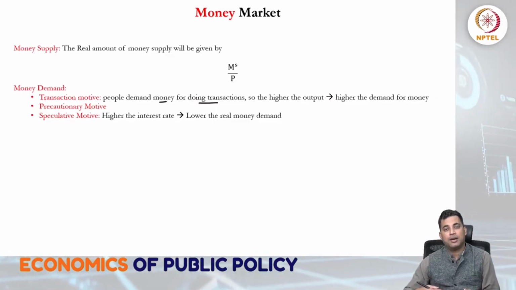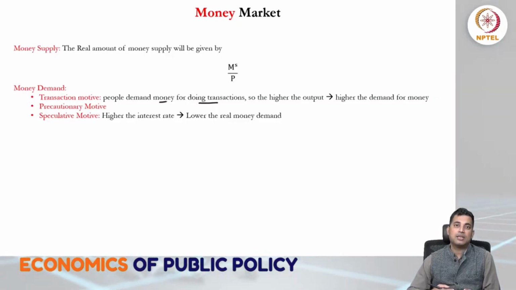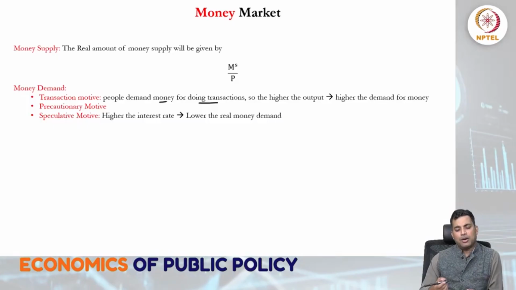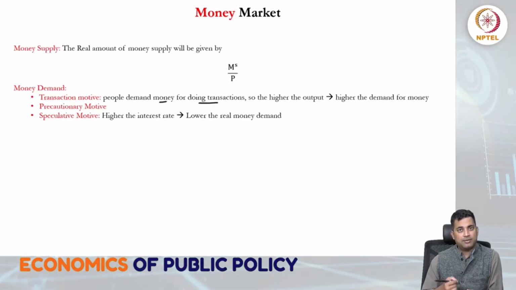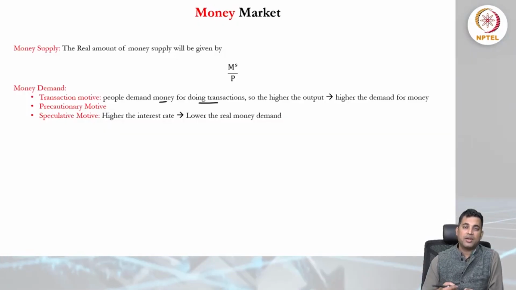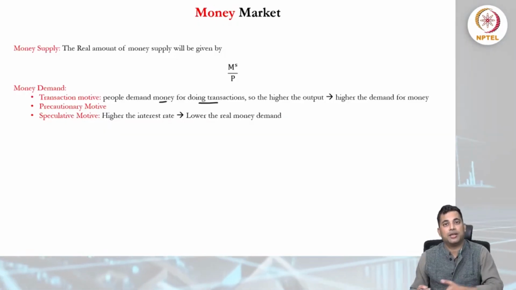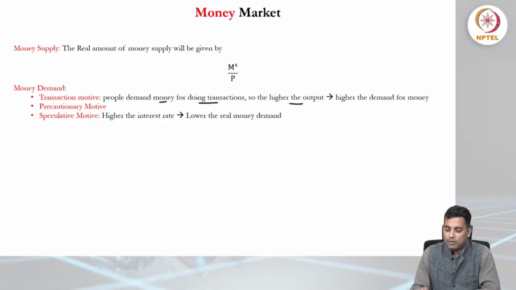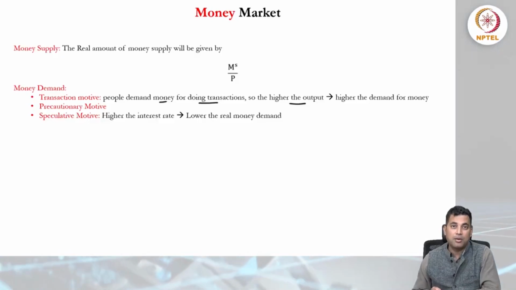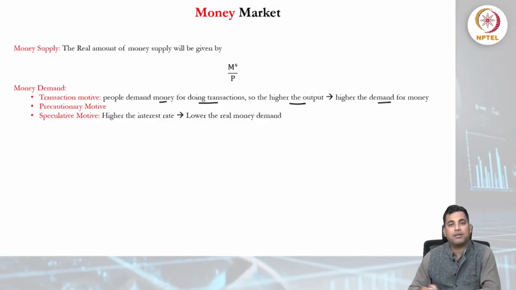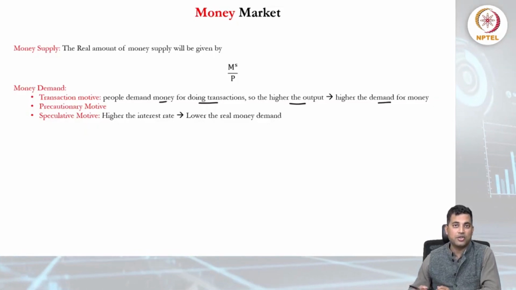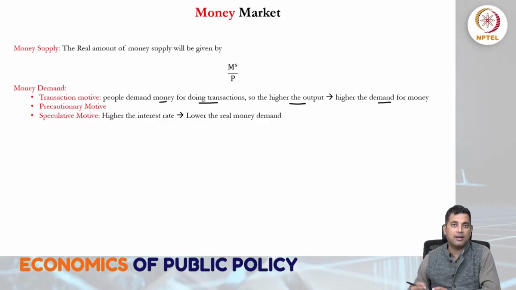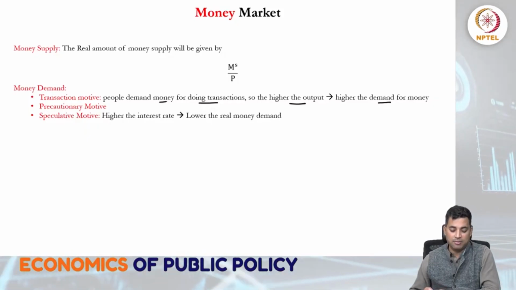If there is a demand for more goods and services, then obviously demand for money also will increase, so the higher output. So this is one way. By the same logic, we can say that when transactions reduce, then demand for money also will reduce. So this is a proportionate relationship between transactions and money demand. Higher transactions mean higher output, and for higher output there will be a higher demand for transactions, and thereby more demand for money will be there.